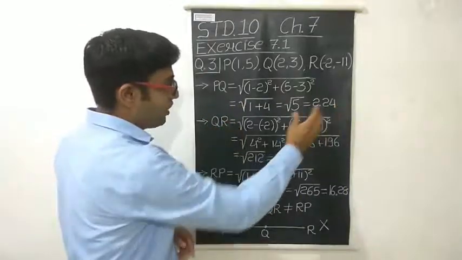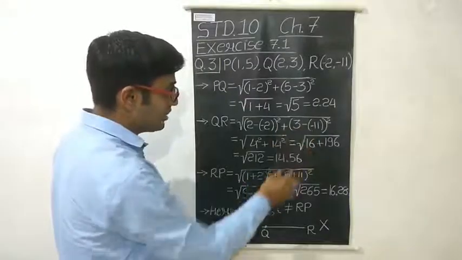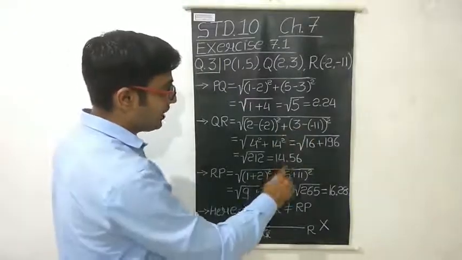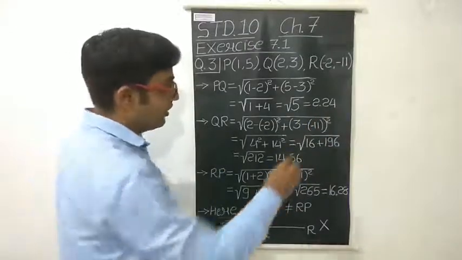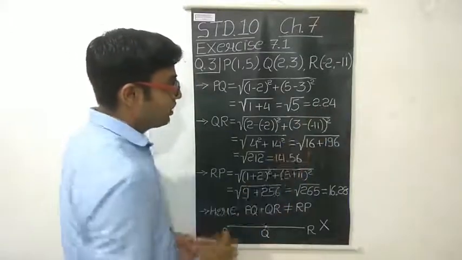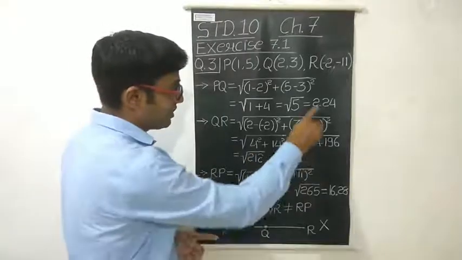See, this is 2.24, this is 14.56. So when we add both of these, what will we get? 6 plus 4, 0; 5 plus 2, 7; and the carry we have previously taken, that is 5, 6, 7, 8.